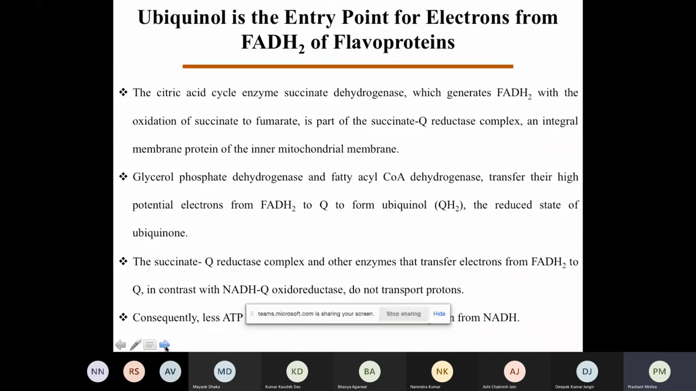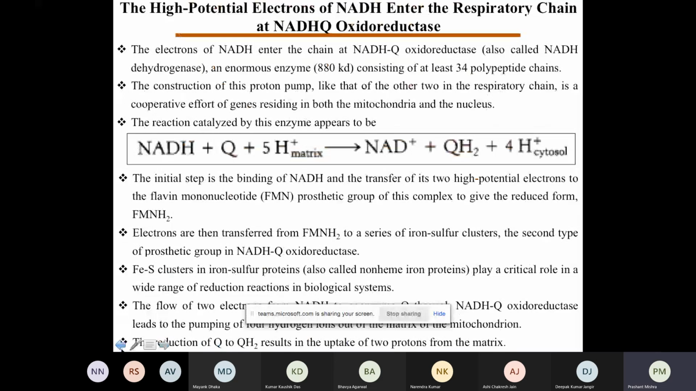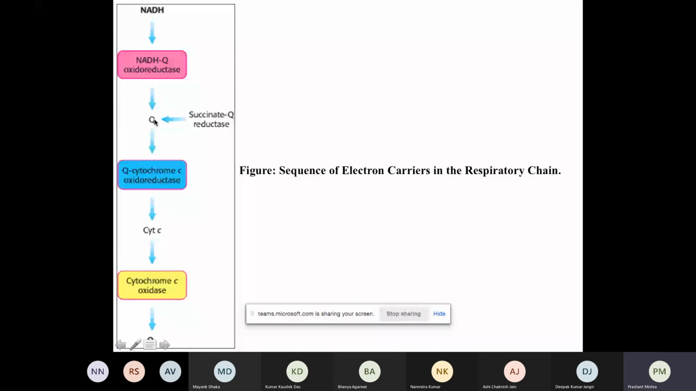Now ubiquinol, the Q which was present as a shuttle, is converted into QH2. Now this QH2 is the entry point for electrons from FADH2 of flavoprotein. What does it mean? It means that suppose the electron has moved from NADH Q oxidoreductase to Q, which has become QH2. That is the point where the electron can also enter from FADH2.